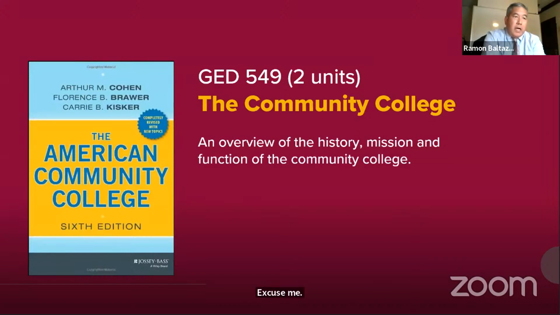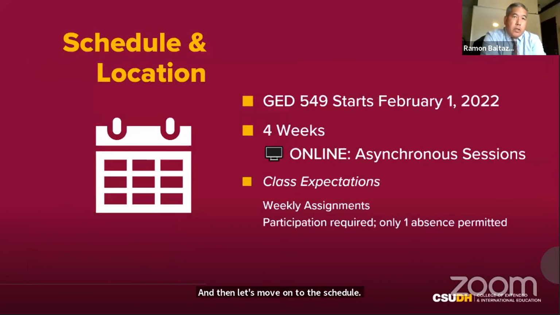It's basically made out of 4 parts. The 4 parts are, well, we'll talk about history. We will talk about the students and faculty. We will talk about the structure, and basically it is a bureaucracy and organization. We will talk about its organization and curriculum. And then let's move on to the schedule.